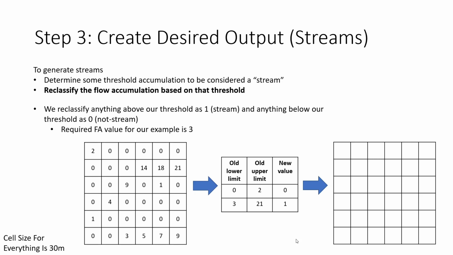And so what we have to do is set up a reclassification table where we have a lower limit and an upper limit for each value that we want to reclassify into. Given that in our example anything 3 or greater is considered a river, anything less than 3, which for our data set goes from 0 to 2, is not considered a stream, meaning its output value is going to be 0 from the reclassification. Anything 3 or higher, and in this case the maximum value we have for flow accumulation is 21, would be considered a stream and given a new value of 1.